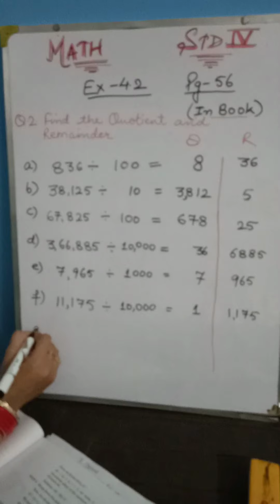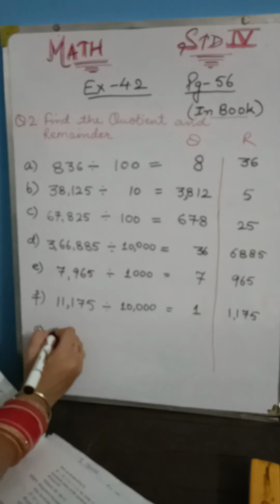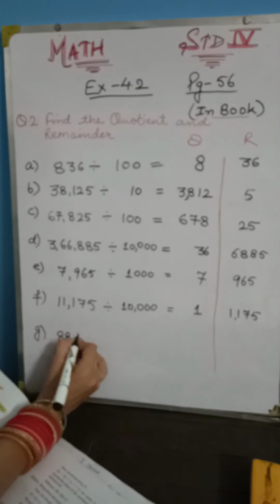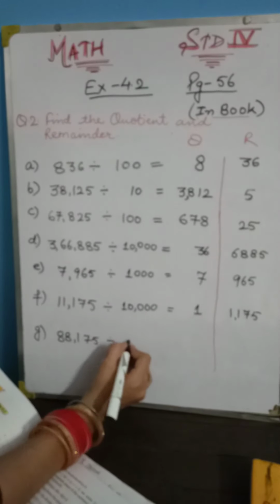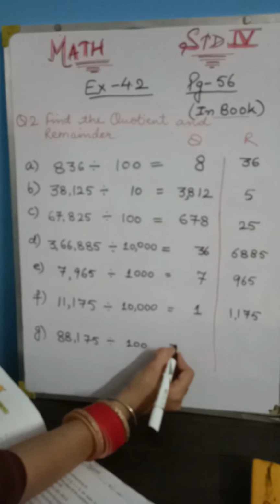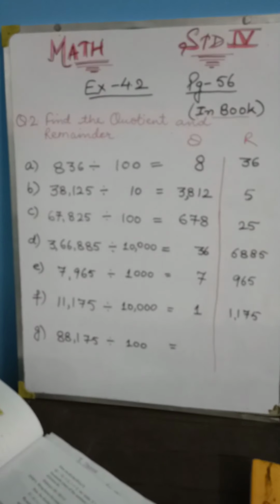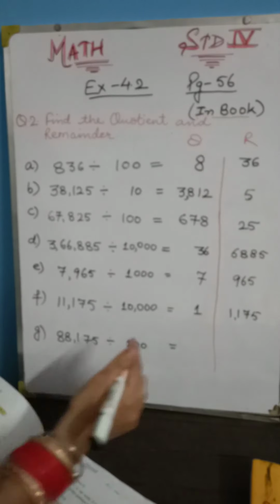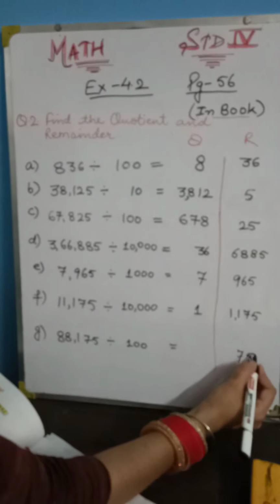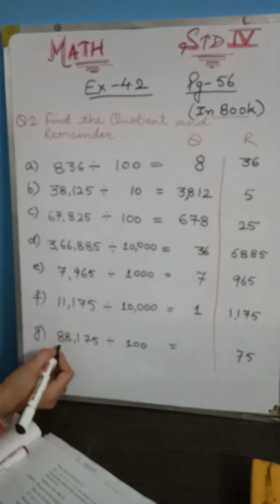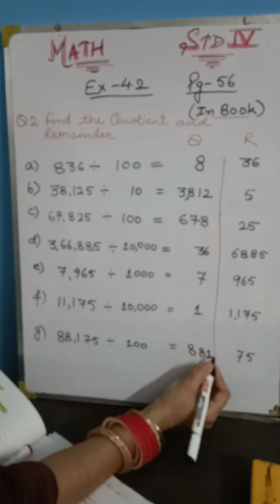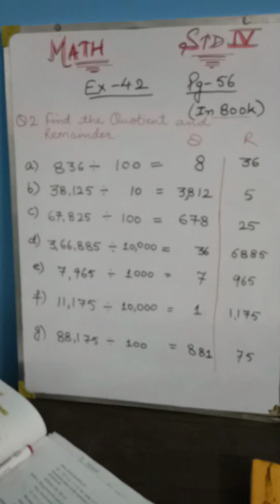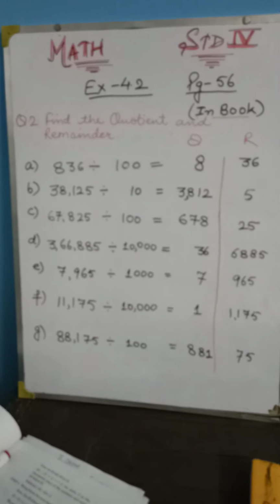The last part is 88,175 divided by 100. 2 zeros in 100 means 2 digits. Which 2 digits will we write? The last 2 digits. Very good. 75. What is left now? 881. 881 is the quotient.